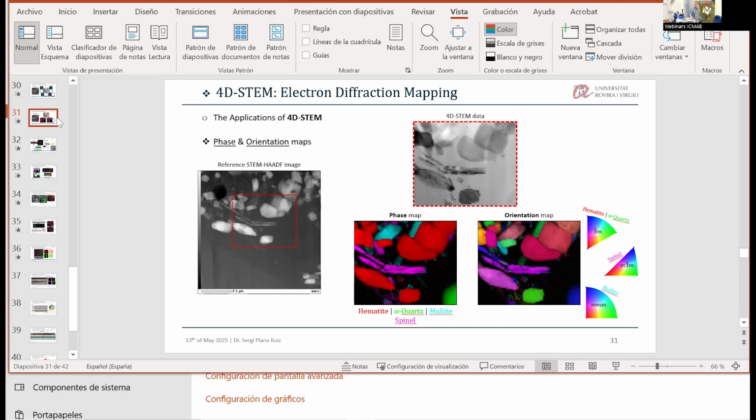Another thing is that if anyone knows EBSD from SEM, it's the same thing, but at the nanoscale.